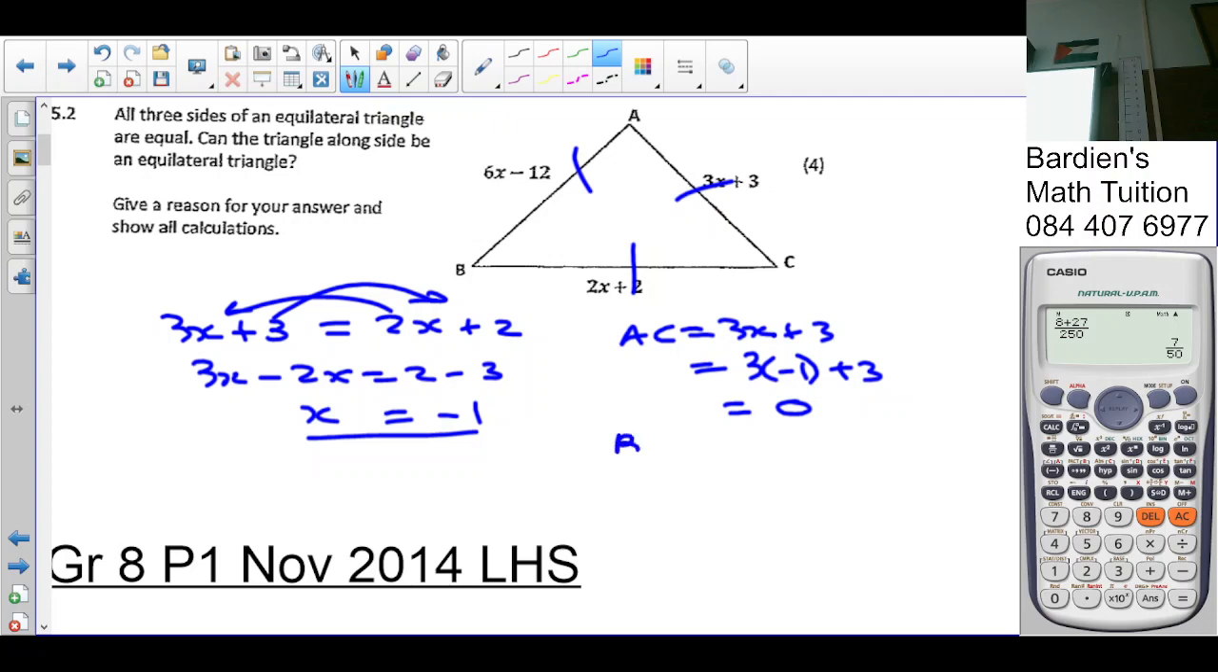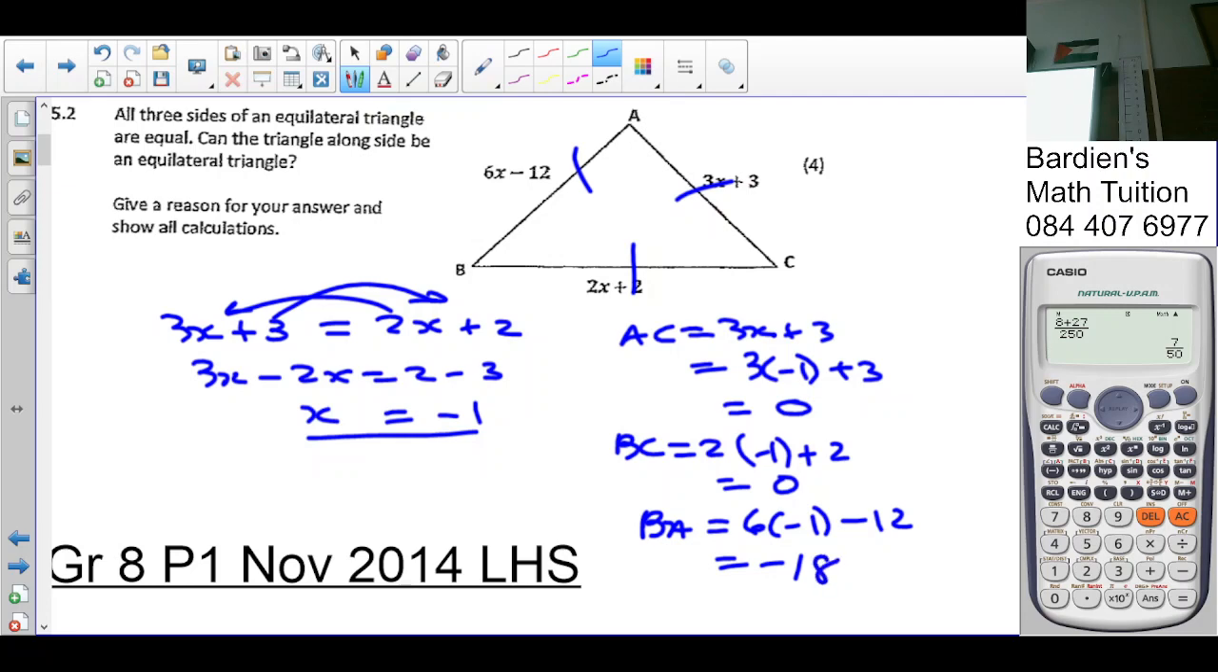So we got BC. It's going to be 2 times negative 1 plus 2, and that's going to give you 0. And then BA is going to be 6 times negative 1 minus 12, and that is going to be negative 18. So are all the three lengths equal? No, so it's not an equilateral triangle because all the lengths are not equal. Okay.